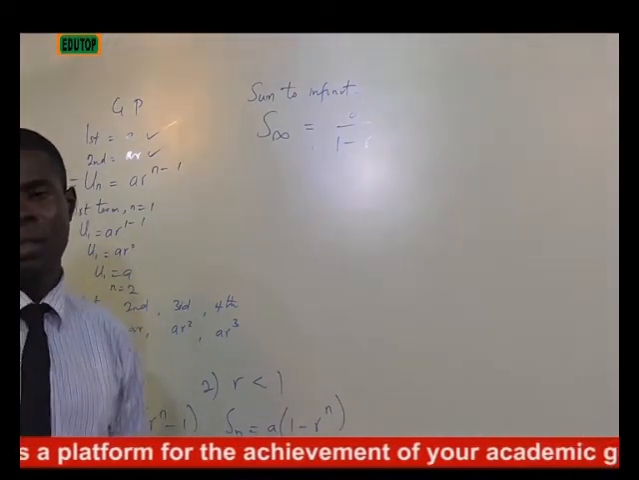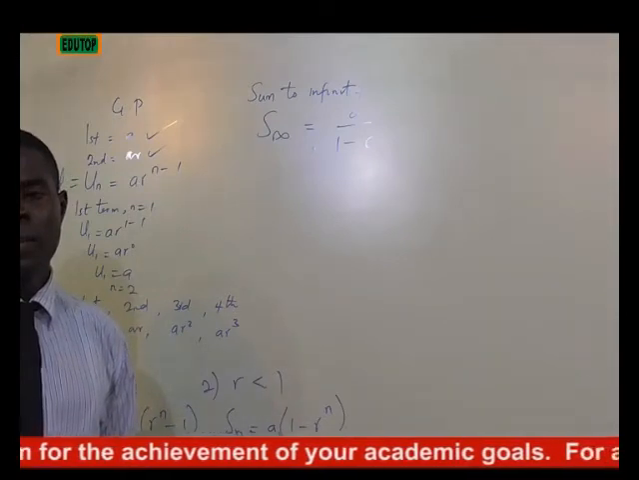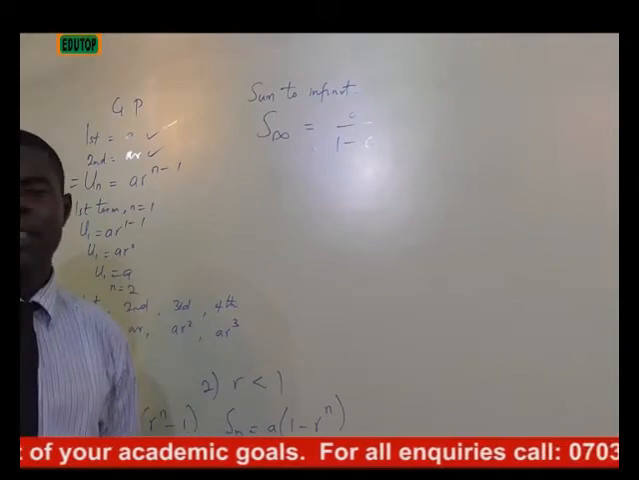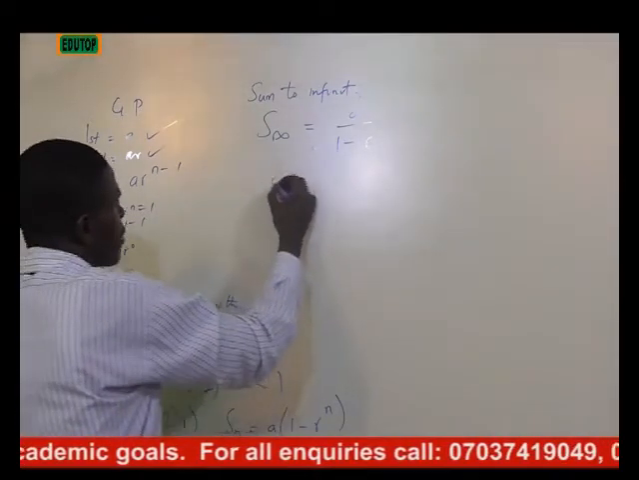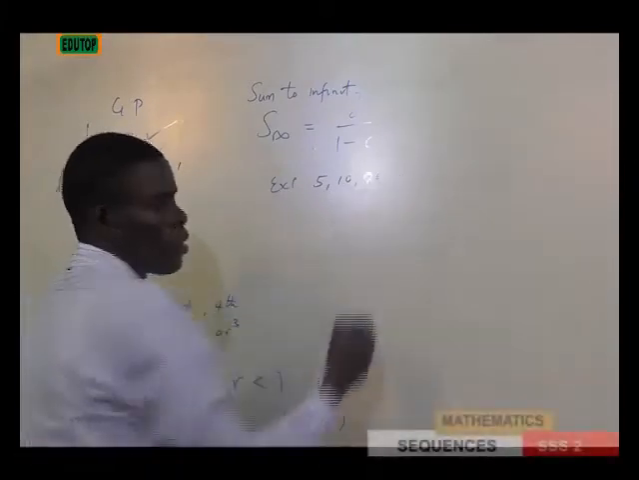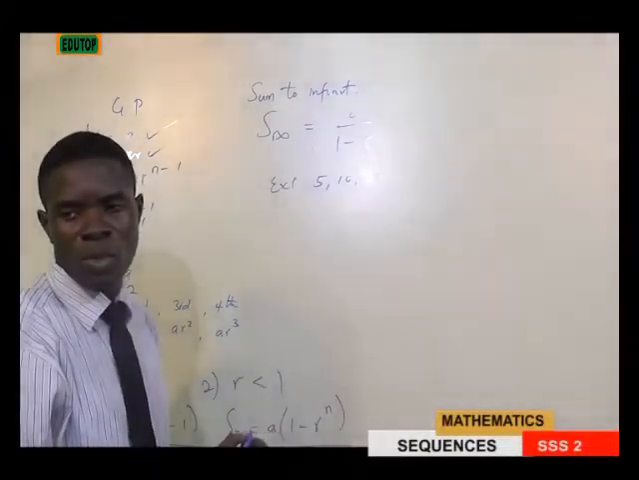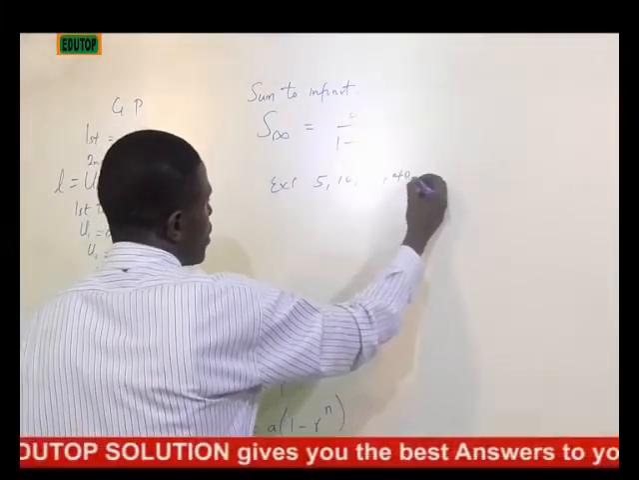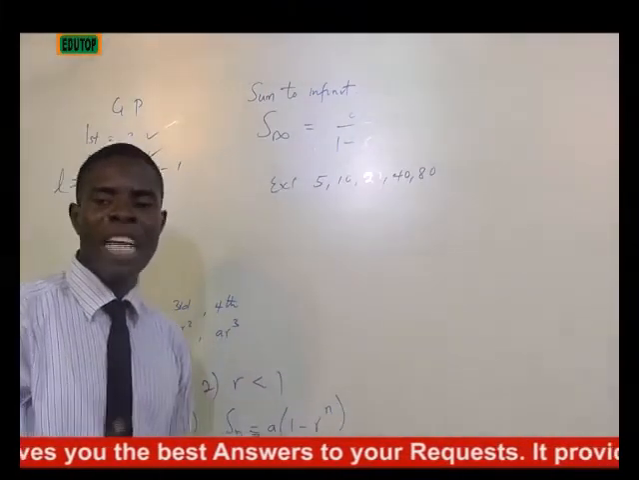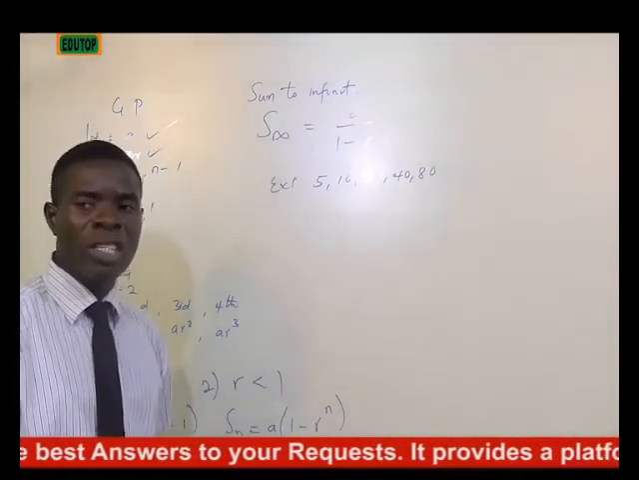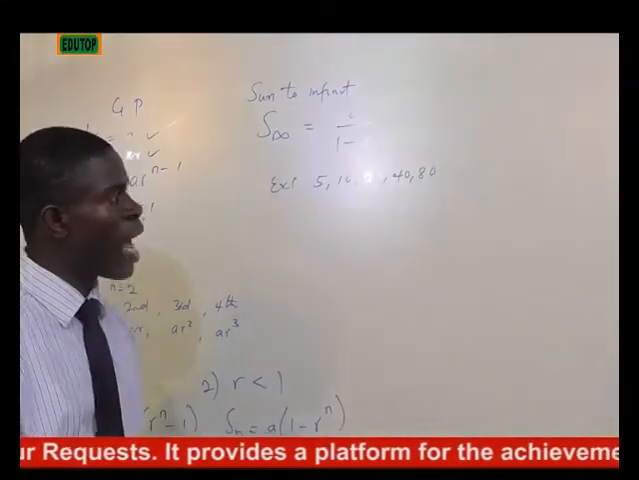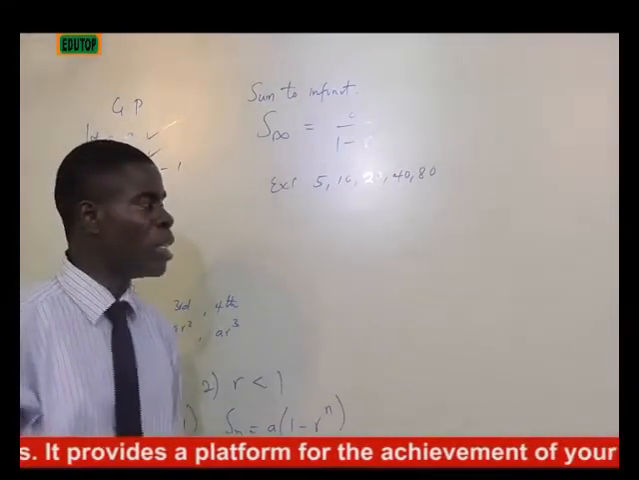Example 1. Given the GP 5, 10, 20, 40, 80. Sometimes the question might be technical by not mentioning that it is a GP. How do you know whether a particular sequence is in GP?